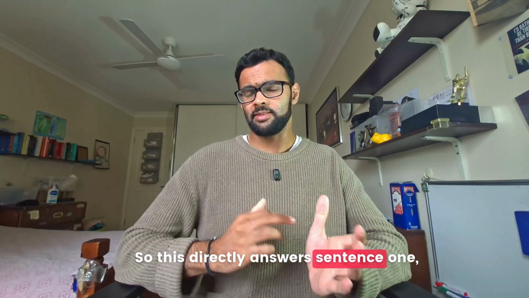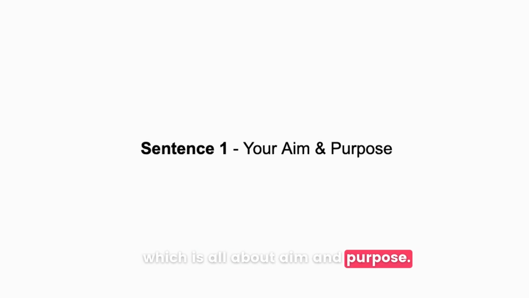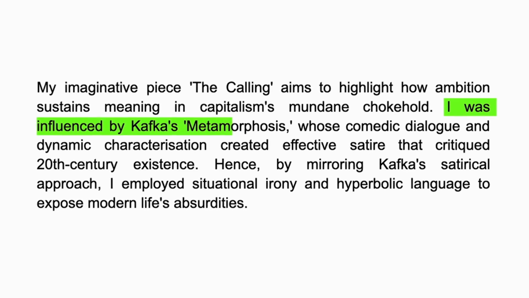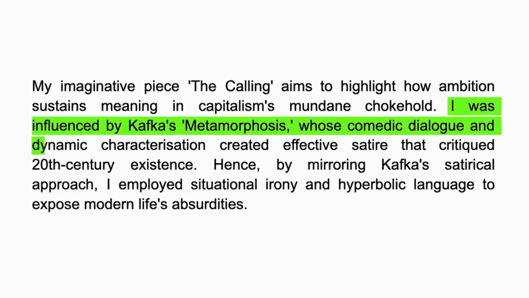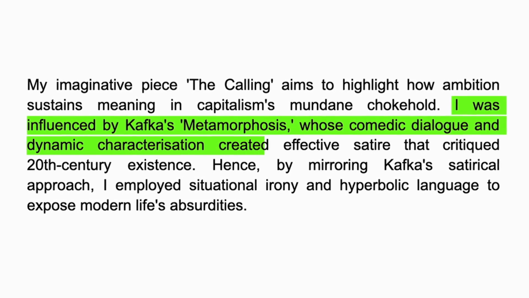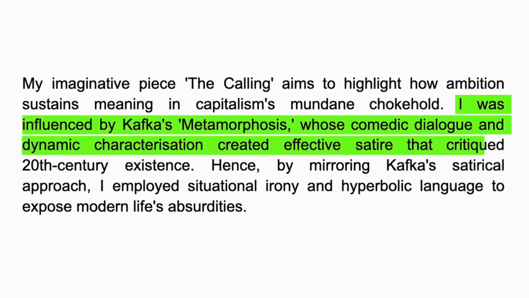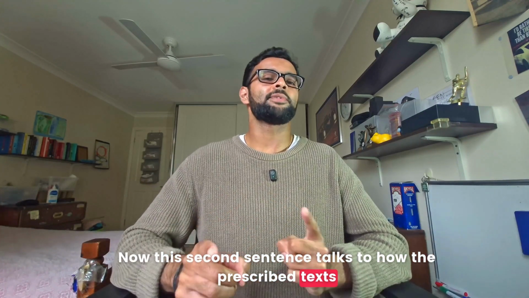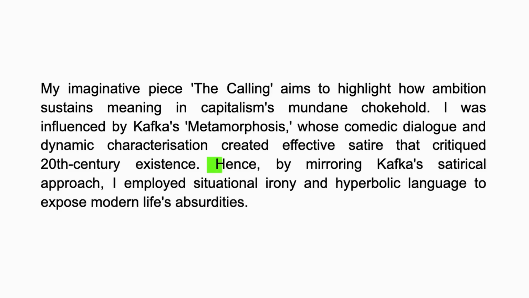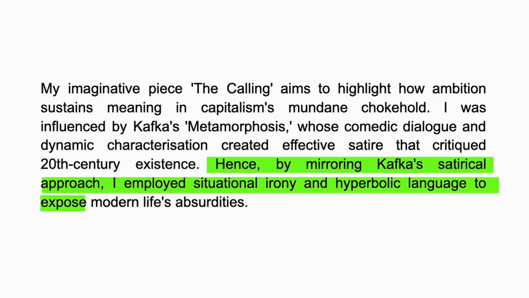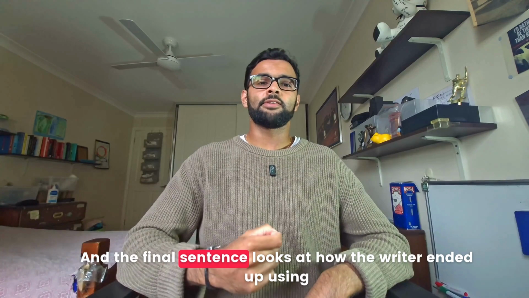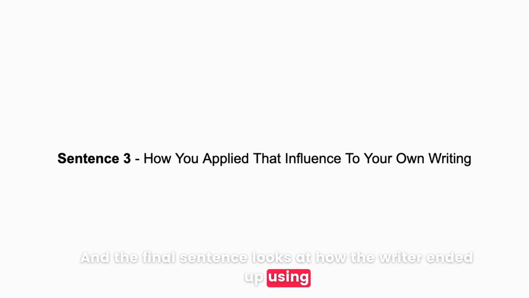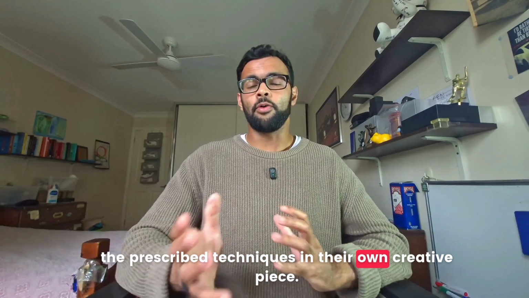So this directly answers sentence 1, which is all about aim and purpose. I was influenced by Kafka's Metamorphosis, whose comedic dialogue and dynamic characterization created effective satire that critiqued 20th century existence. Now, this second sentence talks to how the prescribed text influences the writer. Hence, by mirroring Kafka's satirical approach, I employed situational irony and hyperbolic language to expose modern life's absurdities. And the final sentence looks at how the writer ended up using the prescribed techniques in their own creative piece.